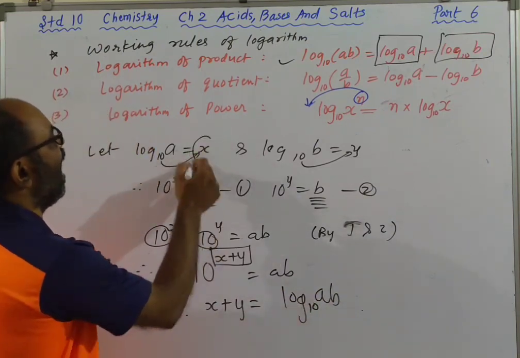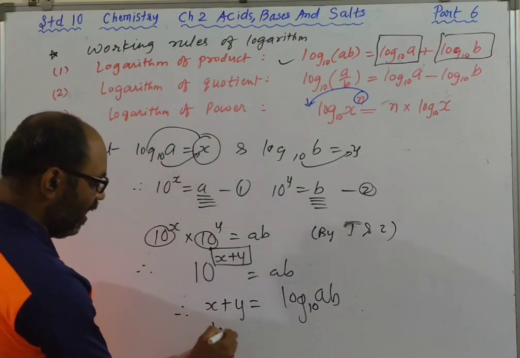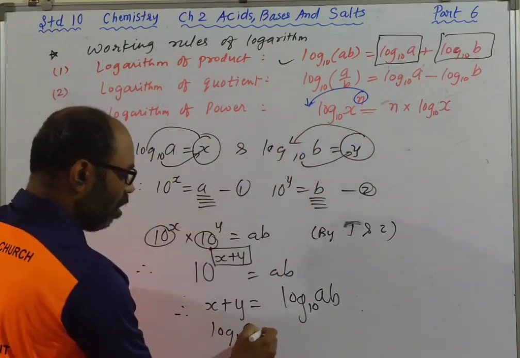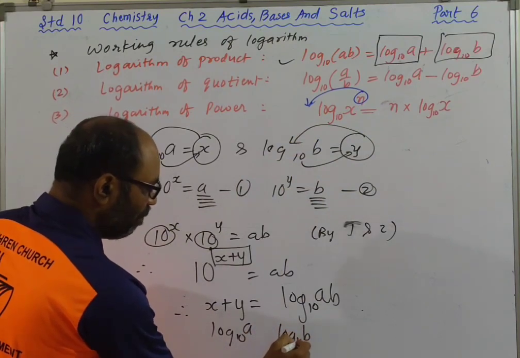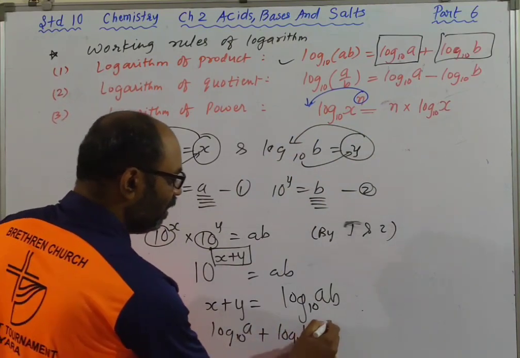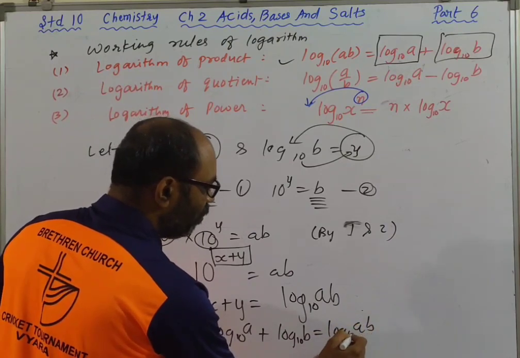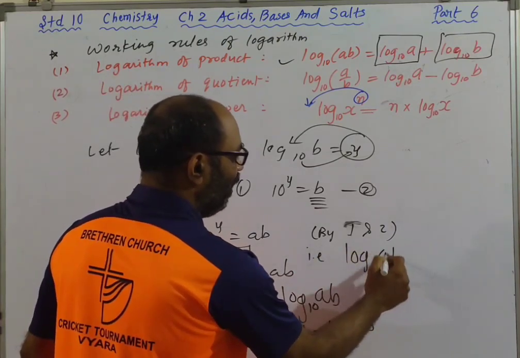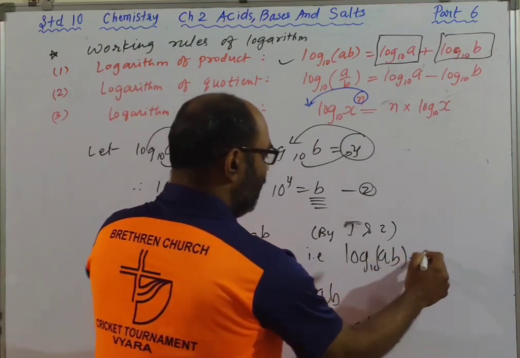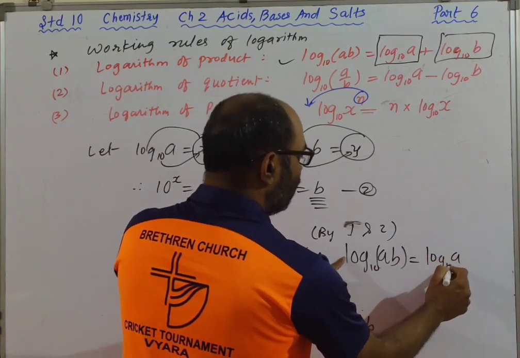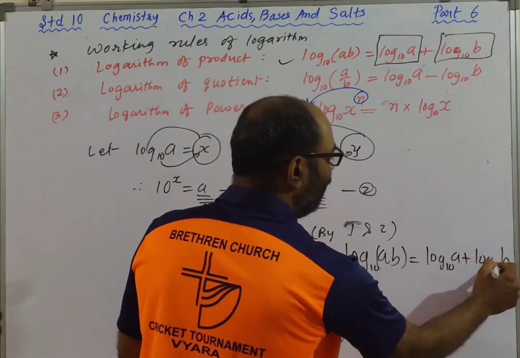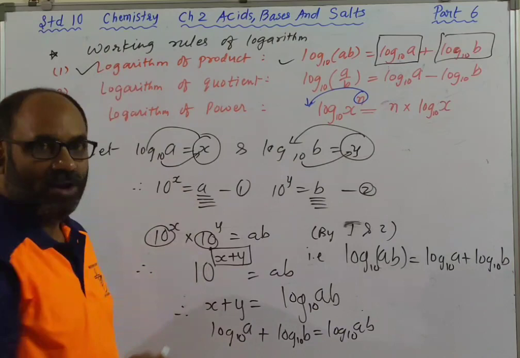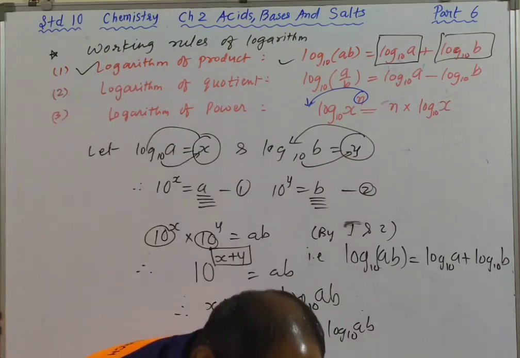Now what is x? Log of A to the base 10. What is y? Log of B to the base 10. And in between, plus, is equal to log of AB to the base 10, i.e. log of AB, that is the product, to the base 10, is equal to log of A to the base 10 plus log of B to the base 10. So this is the first working rule of logarithm. Is that clear to you?